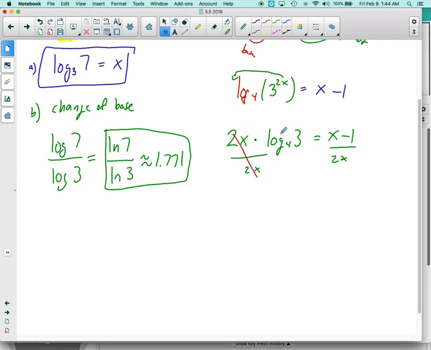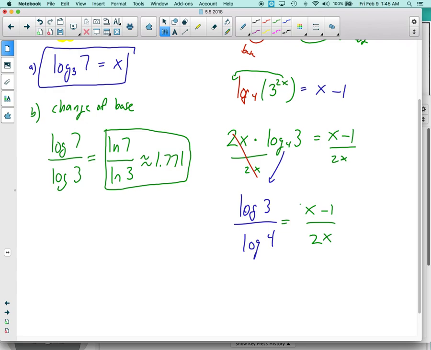Now, as I bring this down, notice we could look at this problem here. We could use the change of base rule to rewrite log base 4 of 3 into a ratio of 2 logs. And maybe once we do that, you might see why we want to do that. So this would be log of 3 divided by log of 4 equals x minus 1 over 2x.